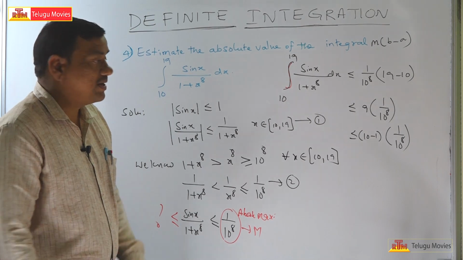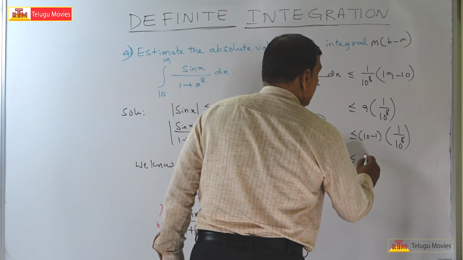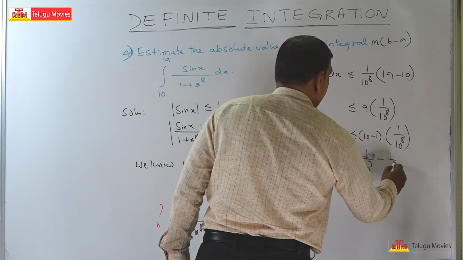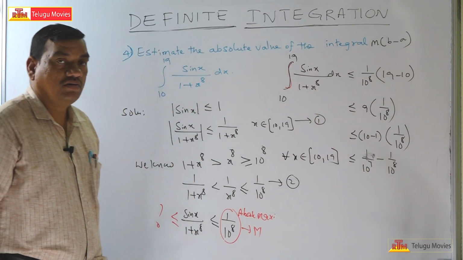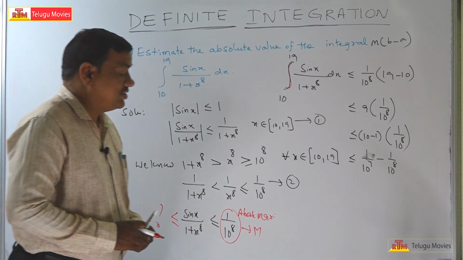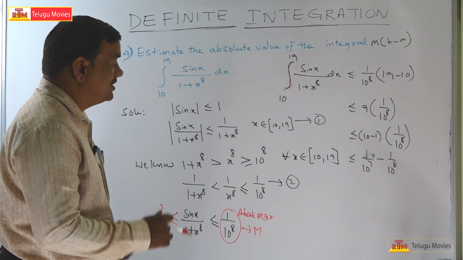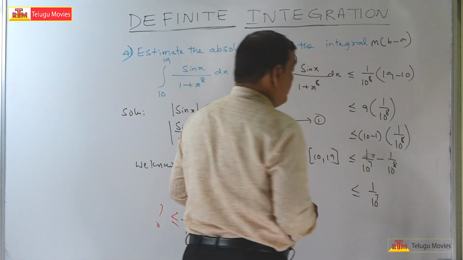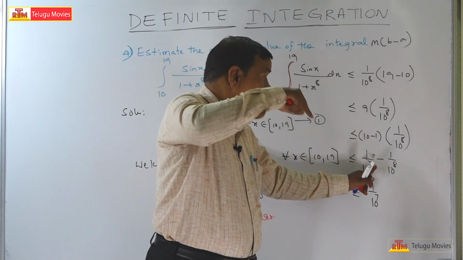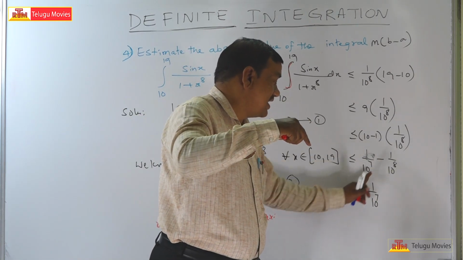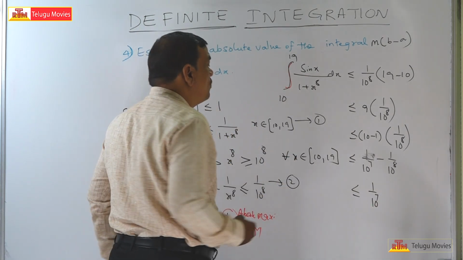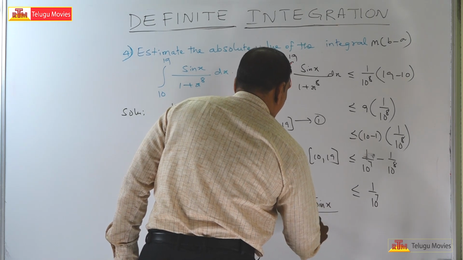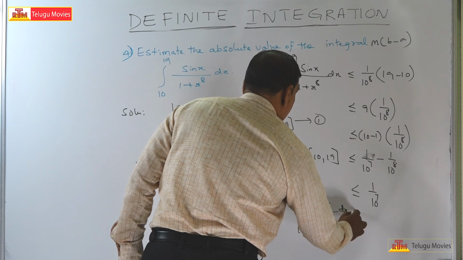Now you separate. So this is equal to 1 by 10 power 7 minus 1 by 10 power 8. Now observe here, this value is less than or equal to 1 by 10 power 7. Why? Because 1 by 10 power 7 minus 1 by 10 power 8 is less than 1 by 10 power 7. On the whole, what you got? The integral from 10 to 19 of sin x by 1 plus x power 8 dx is less than or equal to 1 by 10 power 7.